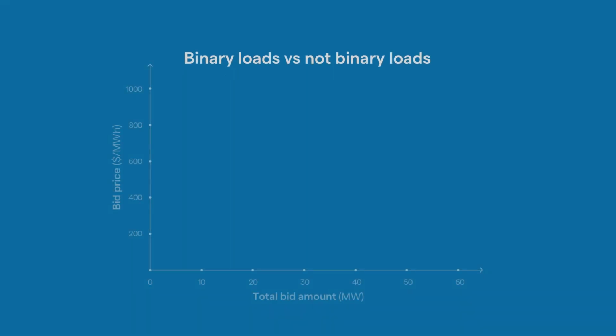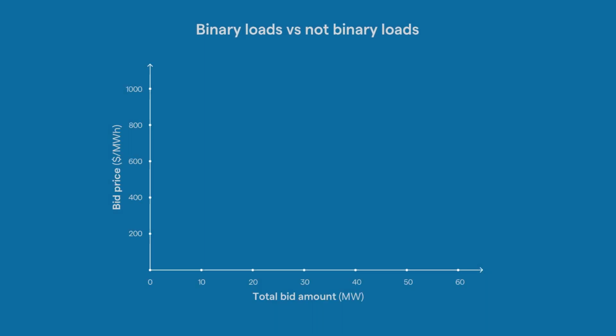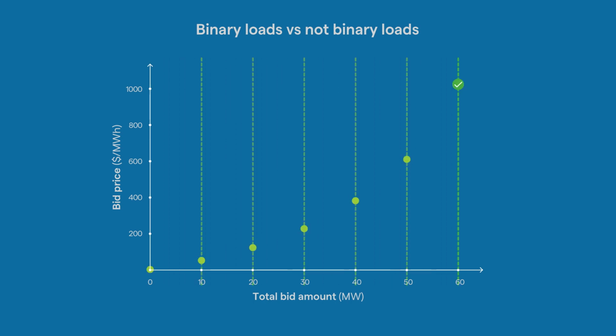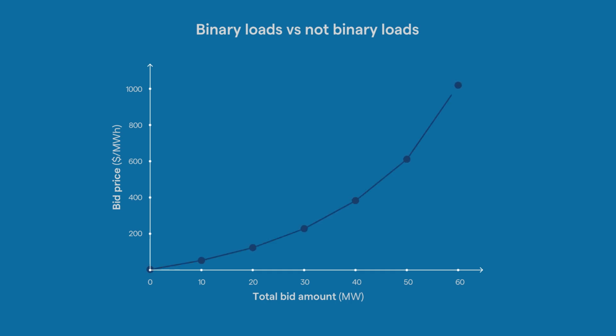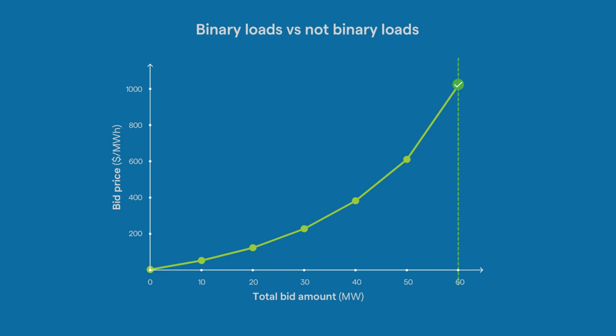Dispatchable demand load can either be binary or not. Bids from a binary load DCLS can be scheduled at the tranche megawatt amounts only. Bids from a DCLS that is not binary can be scheduled at any point along the line, the same as generation.